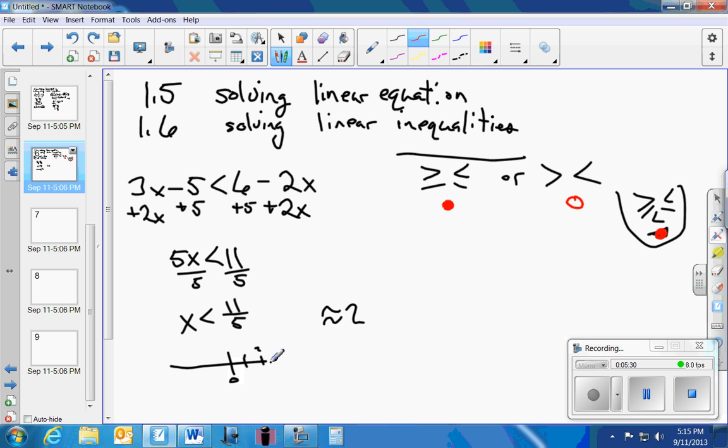So then I will have an open circle, and since it's less than, it will go to the left. As long as you keep your variable on the left side, this arrow will point whatever direction your greater than or less than signs will go to. That's one easy way for people to remember it.